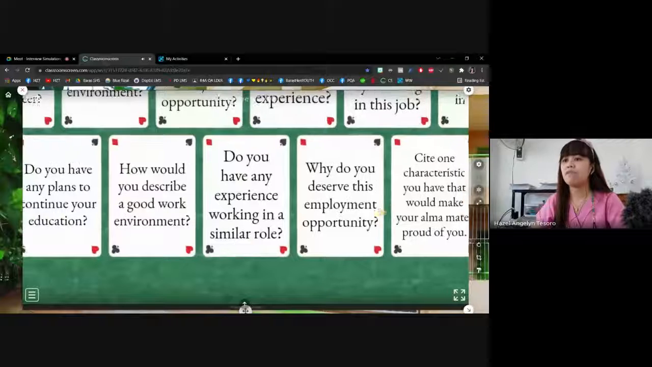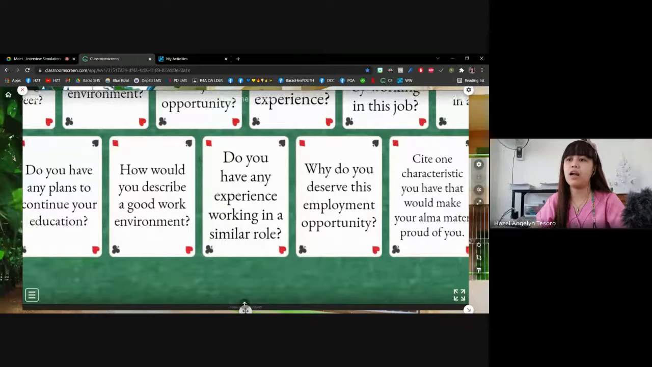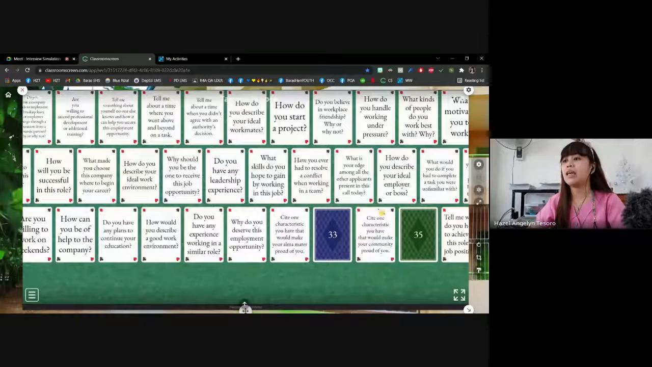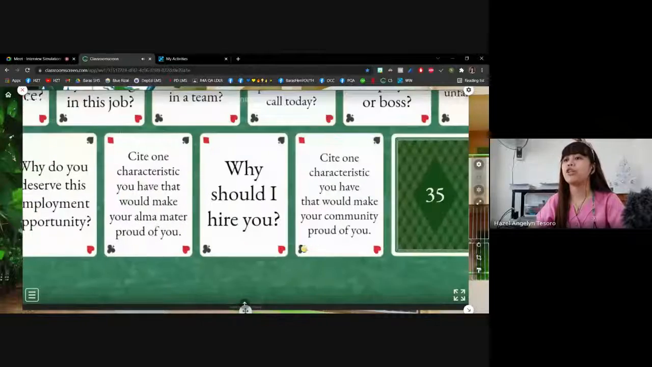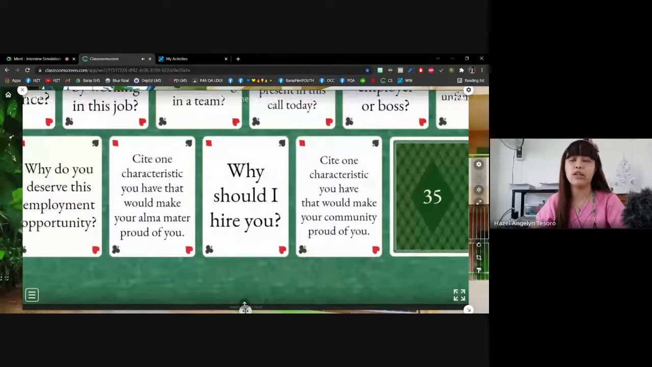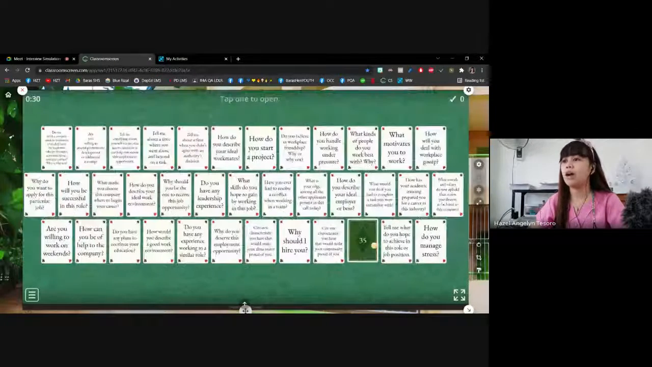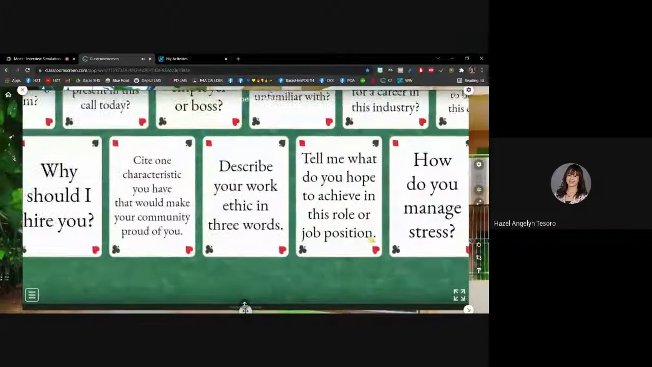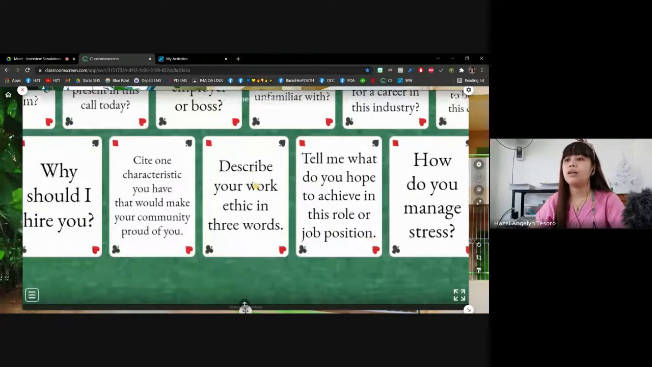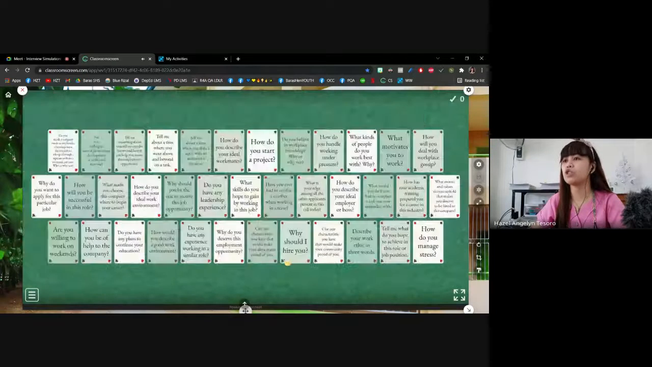Number 30, do you have any experience working in a similar role? So have you had experience na same ng nature ng job? And then the last two. Number 33, why should I hire you? So this is more of banking yourself. Last question, describe your work ethic in three words. And so may practice with those questions left.